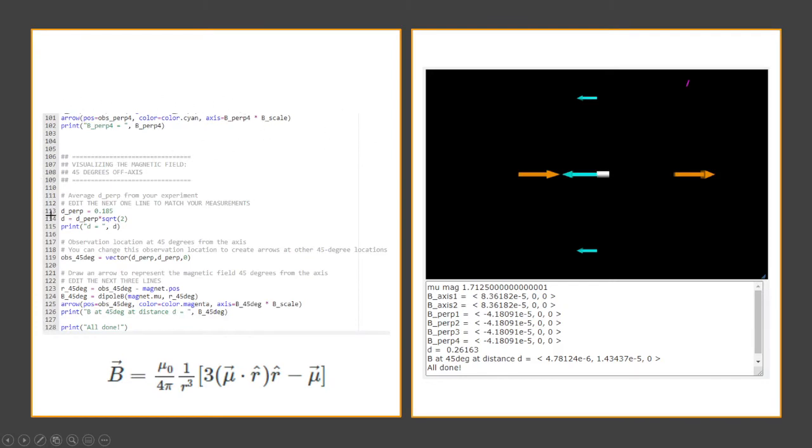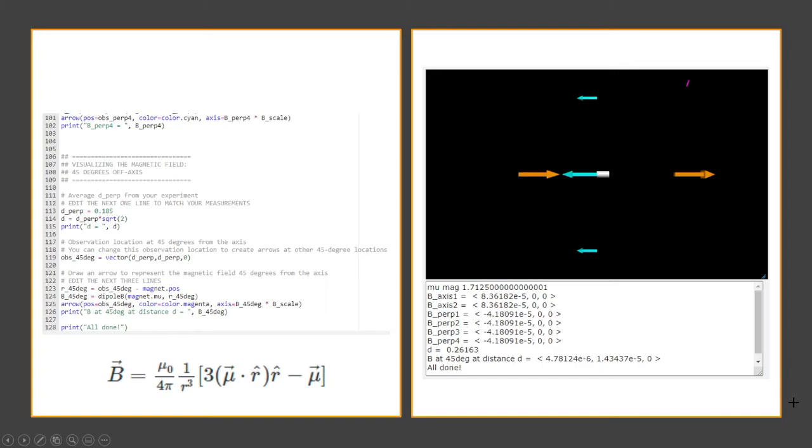And here's the remainder of it. Then I got the average of D perp from my experiment, the observation location at 45 degrees, and I have everything that concludes it. At the end it prints all done, and this formula, B is equal to mu 0 over 4 pi times 1 over r cubed multiplied by 3 times the dot product of mu and r hat multiplied by r hat minus mu, was very helpful in solving these. And here is my GlowScript graphic right here.